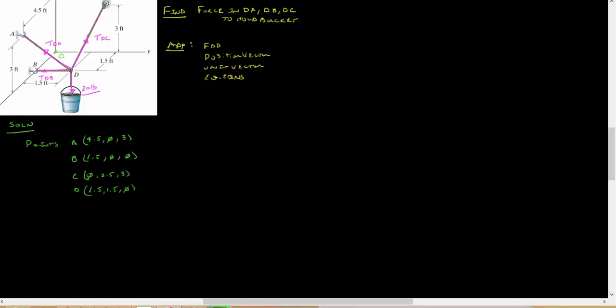Okay, so solving for my position vectors then, dA is going to equal 3i. And how do I get 3i? Well, I'm going from D to A. So in the x-axis, I am moving 3. So if I'm looking at 1.5 to 4.5, so I'm going 4.5 minus 1.5 is 3i. Then I've got minus 1.5j, and then I've got plus 3k.